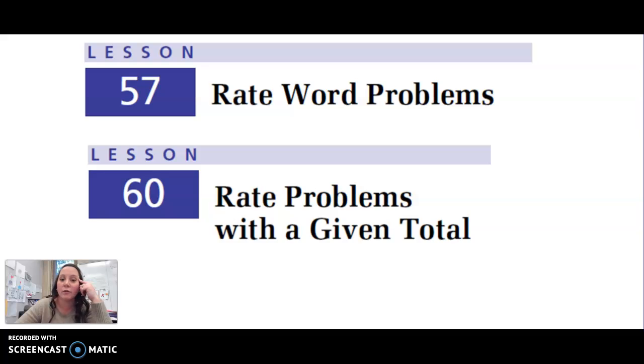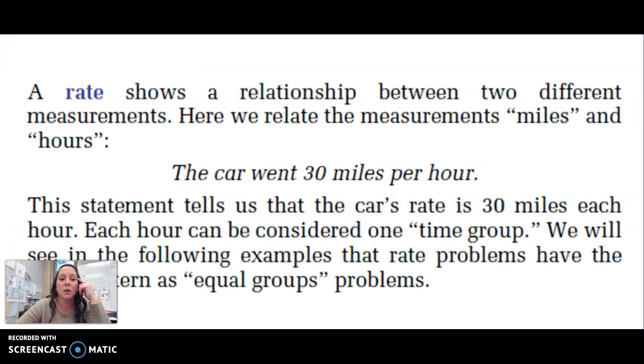Today we worked on solving rate word problems. Rate shows the relationship between two different measurements, for instance, miles per hour or words per minute. In this example, the car went 30 miles per hour. This statement is telling us that in 1 hour's time, the car will travel 30 miles.